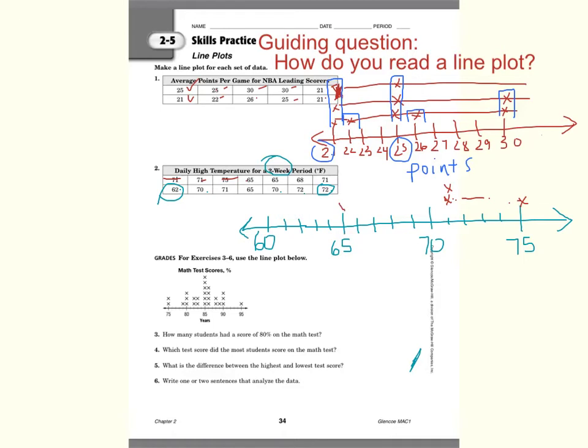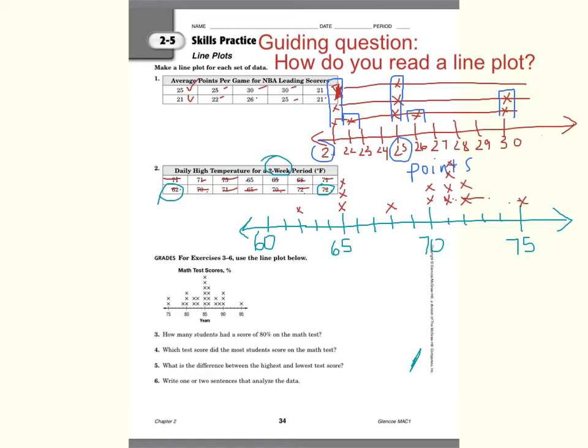65. 65. 68 is here. 71. 62. 70. 71. 65, 70, 72. Is this the first 72 I've had? Yep. And 72.